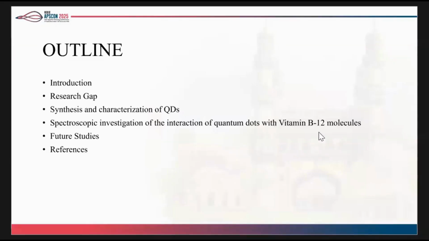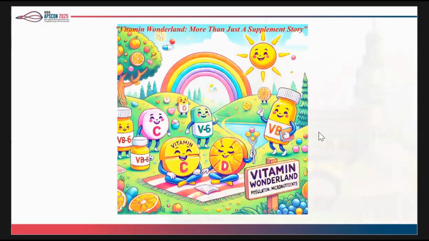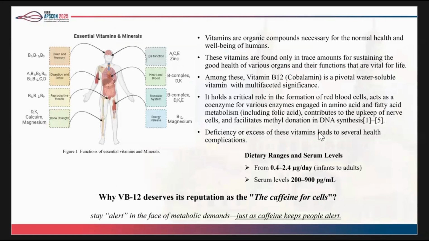So, this is the outline of my presentation today. What we all know is we only speak about vitamins in terms of supplements. So let's get into vitamins. What exactly is a vitamin? To start with, vitamins are organic compounds which are essential for our normal health and well-being. We know they are found in trace amounts in our body, and to have that we need a good diet, with food which has certain vitamins and minerals.